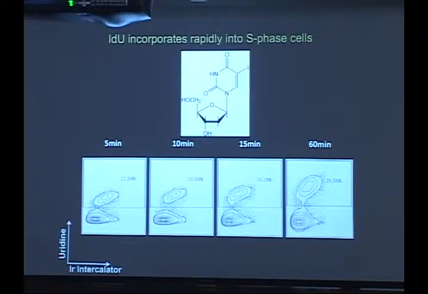So once it gets incorporated, the cell is labeled. When it gets vaporized in the plasma, you can detect the iodine that got incorporated essentially immediately. And so even with as little as a 5-minute labeling, you can pick out a distinct S-phase population. And as you go to longer labelings, you see there's more IdU per cell, but the fraction of S-phase cells doesn't really change very much. You know, the slight increase when we get out to 60 minutes probably reflects just more cells that have come into S-phase during that time.